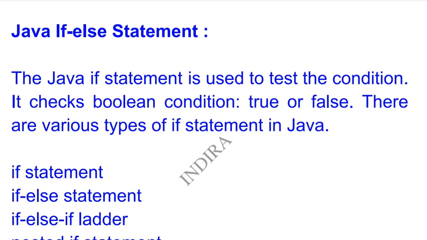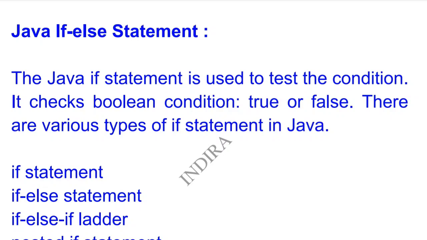According to our Andhra University syllabus, looping covers while, do while, and for, and branching also covers all three: break, continue, and return. Coming to decision making statements, they mention only if, if else, and switch. Only these three statements are discussed in decision making according to the Andhra University syllabus.